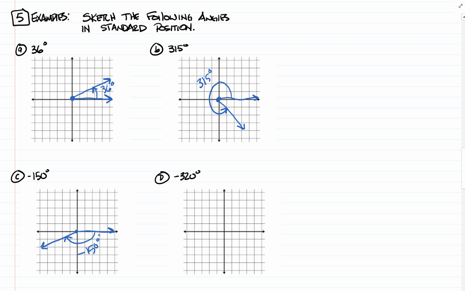Okay, then negative 320, that would be almost all the way around in a clockwise direction, but I would leave a 40-degree gap over here, so it looks something like this. I'd be going in this direction like that. Okay, because there's 360 degrees all the way around, so that would be negative 320 degrees like that. So it's very important that you draw the indication as to which way you're going, either positive or negative.